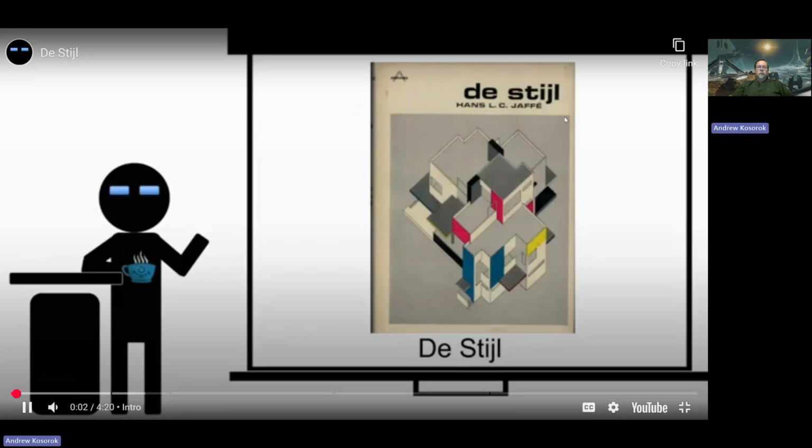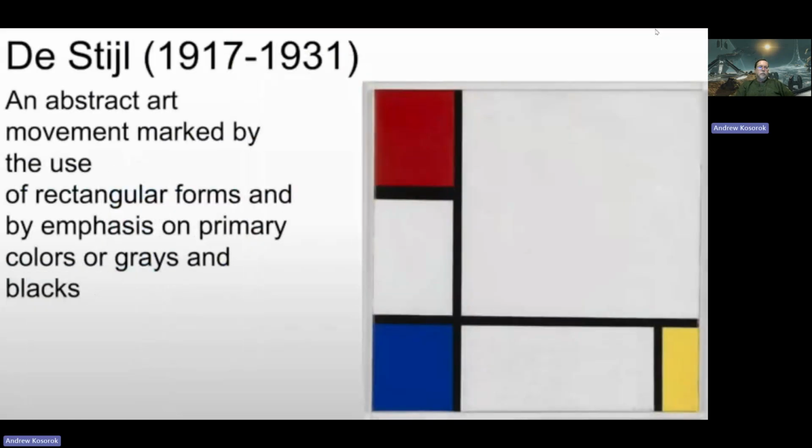Der Stijl, or the style, rises out of this idea of creating universality. It's based on the paintings and artistic ideas of Piet Mondrian, as well as the ideas of a Viennese professor by the name of Otto Wagner. And what we see is an abstract art movement marked by the use of rectangular forms and by an emphasis on primary colors or grays and blacks. In this case, you're looking at a painting by Mondrian, which should give you a strong idea of what we're going to see from Der Stijl, which is Dutch for the style.